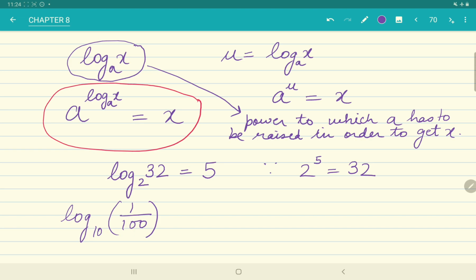Now in this case, I have log of 1 by 100 to the base 10, and this is going to be equal to minus 2, precisely because 10 raised to the power minus 2 is equal to 1 by 100.